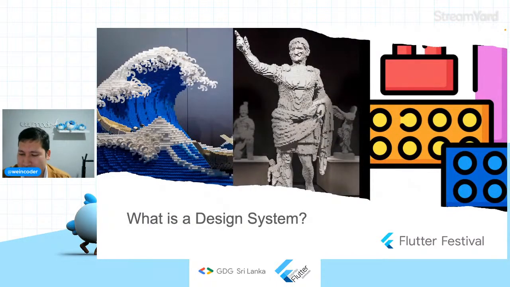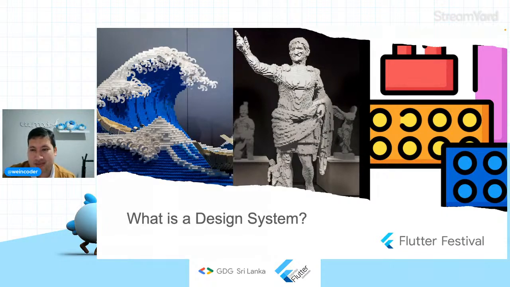But what is a design system? A design system is a set of elements that can be reused in different combinations, allowing standardized digital interfaces to be implemented. For example, you can see on the screen blocks of Lego.